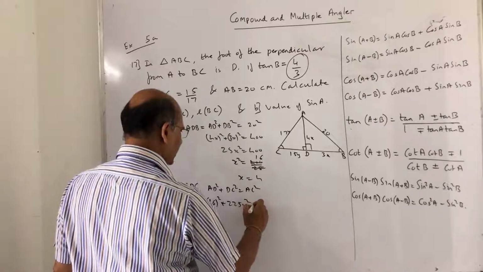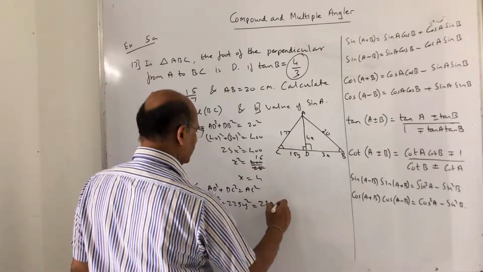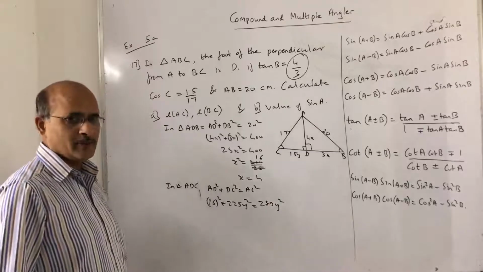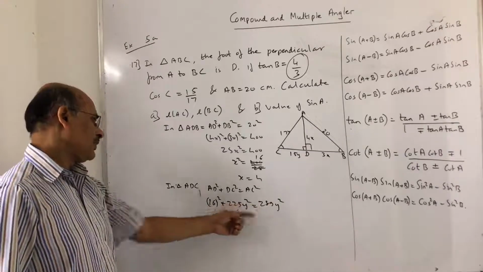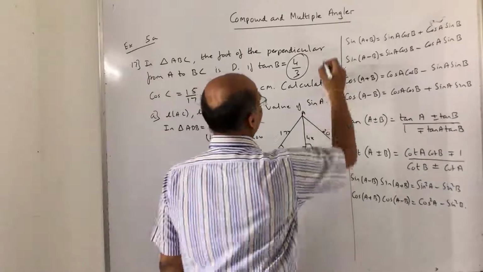225y square is equal to AC square, 289y square. So I think my job is over now. So calculate now what is the value of y. Now 16 square you can work out somewhere here.